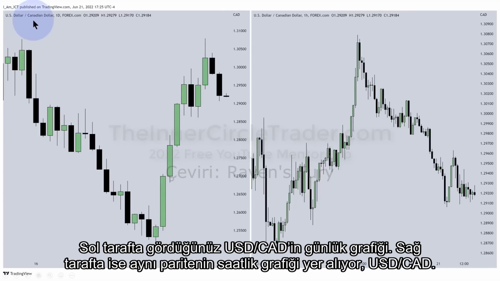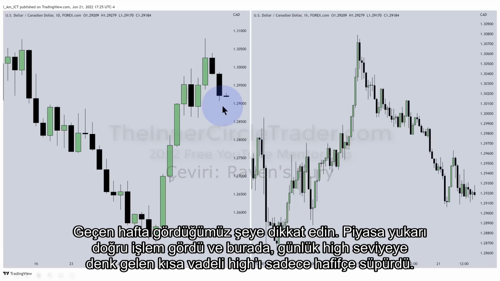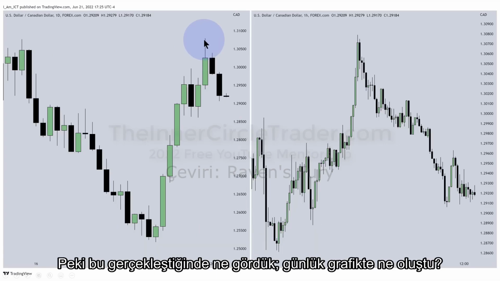But right away, when you look on the left-hand side, this chart here is the dollar CAD daily chart, and on the right-hand side, it's the hourly chart of the same pair, dollar CAD. Notice that we saw last week, the market traded up, just bumped the short-term high here with that daily high.